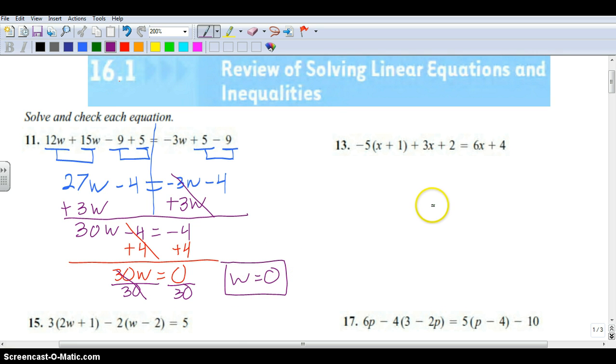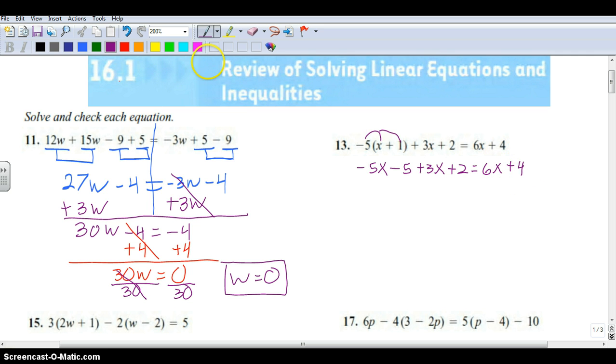Okay? So really the rest of these are going to be more of the same. It's really not all that difficult. I probably won't work all of these, but let's go ahead and look at 13. So I'm going to distribute here. So I have to multiply both of these by negative 5. So negative 5x, and then this becomes minus 5 plus 3x plus 2 equals 6x plus 4.